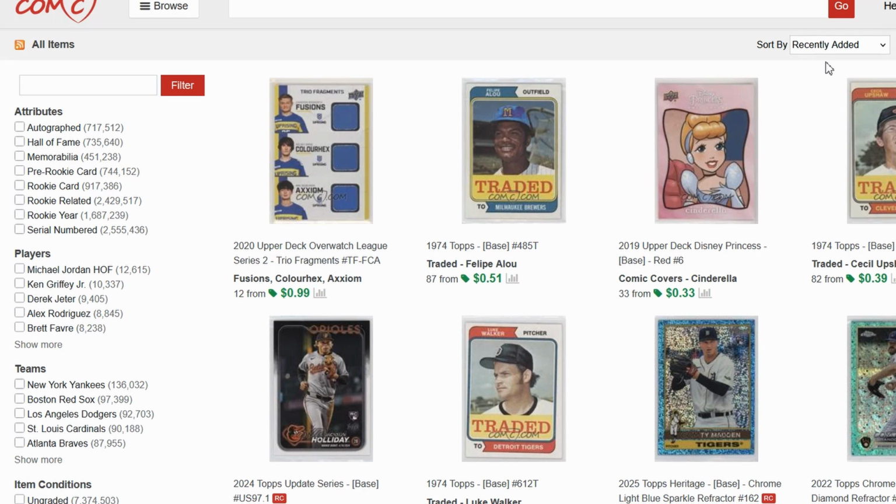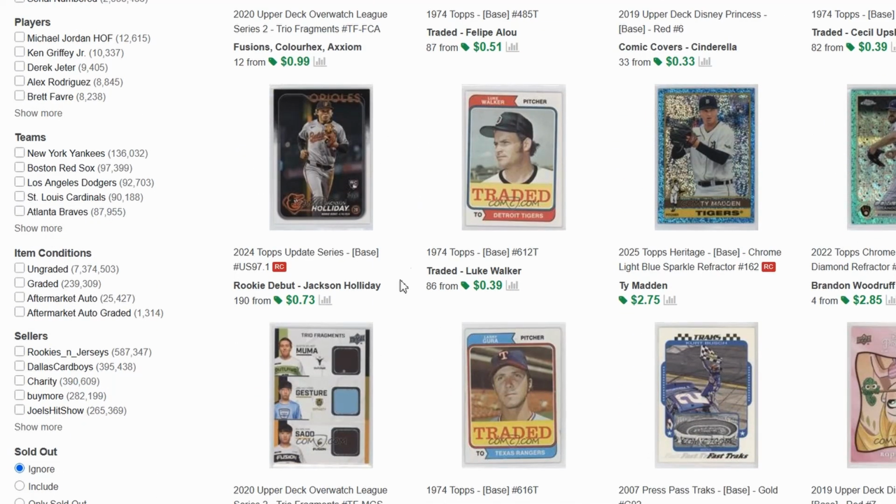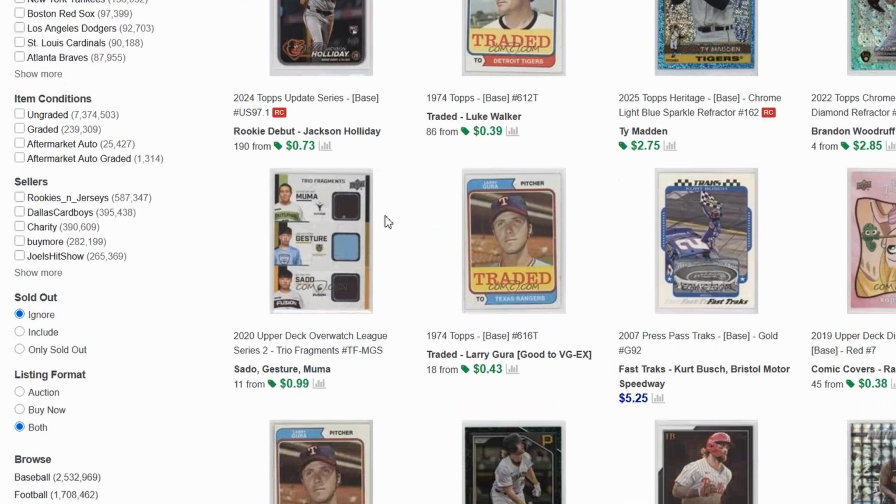If not, I'm not encouraging you to do this at the office, but I will set up a Google Chrome extension that auto refreshes like every 7 to 10 seconds, depending on the duration you want. And when there's new cards uploaded, they get added here. And sometimes you will see something where obviously a 190 count Jackson Holiday, I'm not really worried about that, but you will see ones where here we got a Kurt Busch Fast Tracks listed at $525.